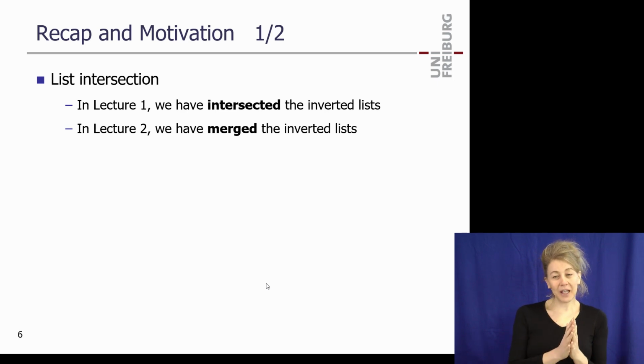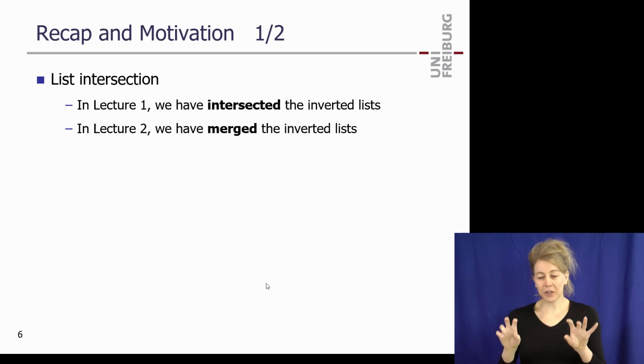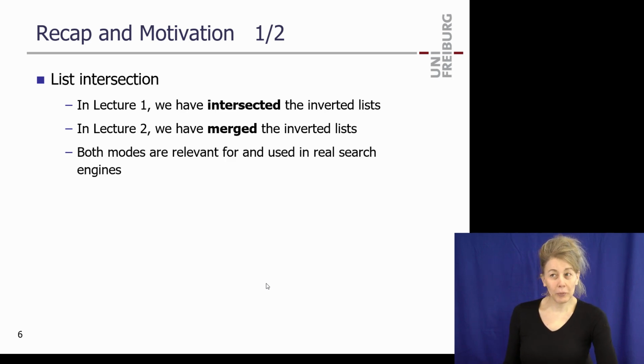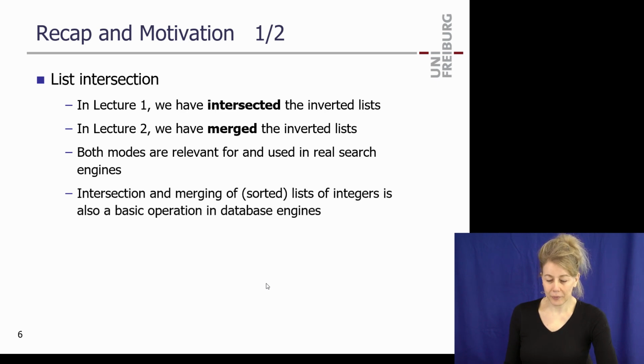So intersection means you type keywords and then all the keywords must occur in your matching documents. We found in the second lecture that it's a good idea to do merging and use scores, which means not all keywords have to occur. So both modes are relevant and used in real search engines. And it's also a basic operation in database engines.